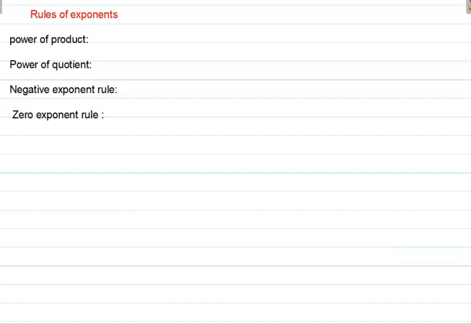The first one is power of product, that means (xy) raised to a. This is also called the common power rule because the two members inside the parentheses, x and y, have the common power a, and this power gets distributed to each element inside the parentheses: x raised to a times y raised to a. So this power a gets distributed to each member x and y.